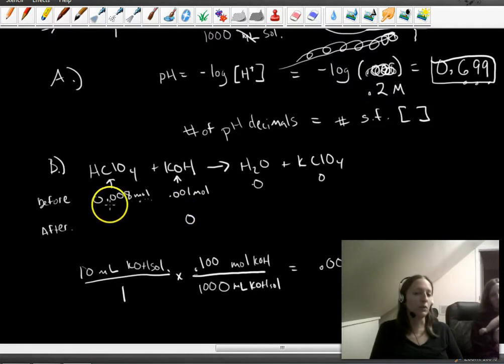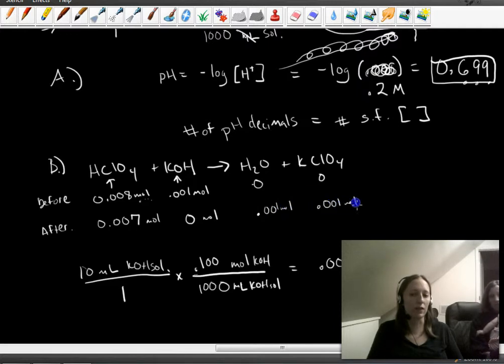How much of this will be used up? 0.008 minus 0.001. So how much will be left after you are done? 0.007. Yeah. How much of this will have been made? 0.001. Yep, 0.001 moles of this will have been made, and 0.001 moles of this will have been made.